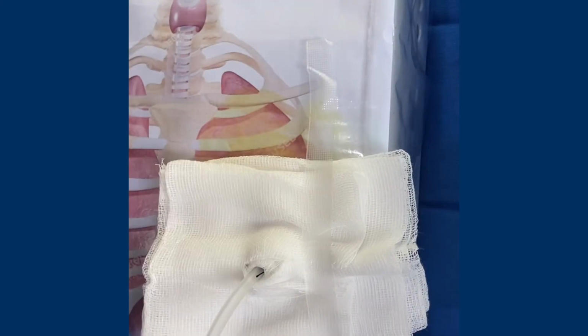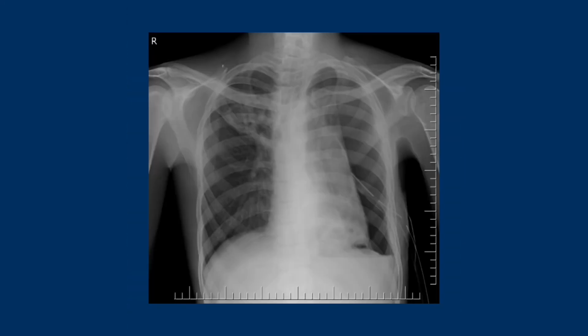Remove the drapings and secure with a plaster. Remember to obtain a post-tube insertion chest x-ray to check the position of the tube.